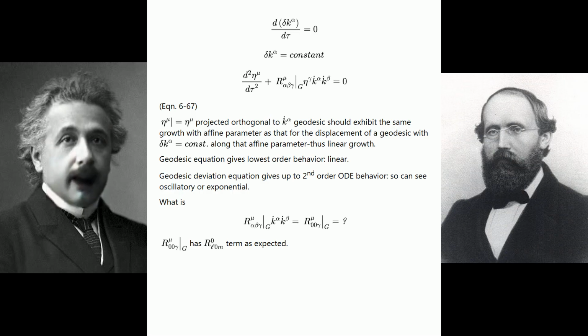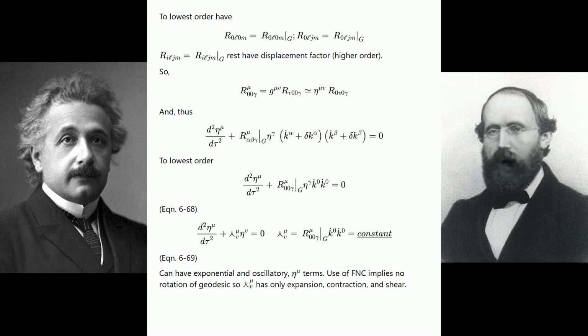R_00 gamma^μ at g has the R_ℓ0m^0 term as expected. To lowest order have the equation. R_iℓjm equals R_iℓjm at g, the rest have displacement factor, higher order. So, see the next equation shown. And, thus see the equation. To lowest order equation 6-68. Equation 6-69. Can have exponential and oscillatory δa^μ terms. Use of FNC implies no rotation of the geodesic, so the curly v^μ has only expansion, contraction, and shear.